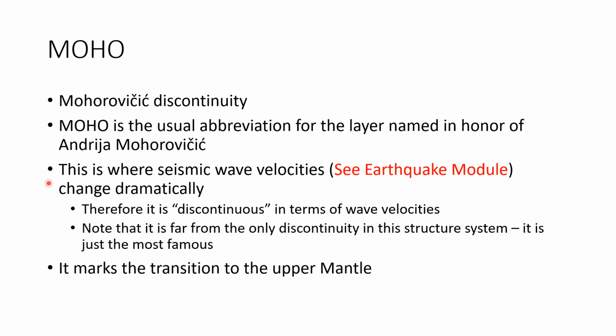Basically what happens is when you're watching earthquake waves, which we'll talk about later, their speeds and their directions change dramatically when they hit this Moho layer. And so we talk about it being discontinuous in terms of wave velocities. Now, there are other discontinuities in the system from that table we saw much earlier, but this is the one that's most talked about. And it marks the transition from the crust to the upper mantle.